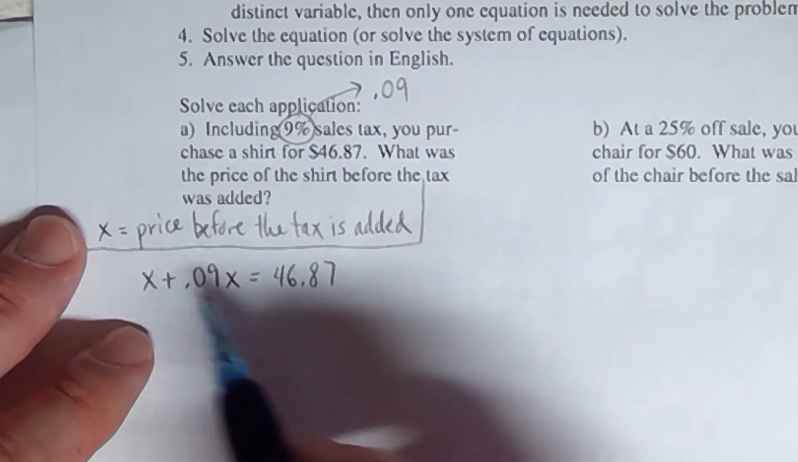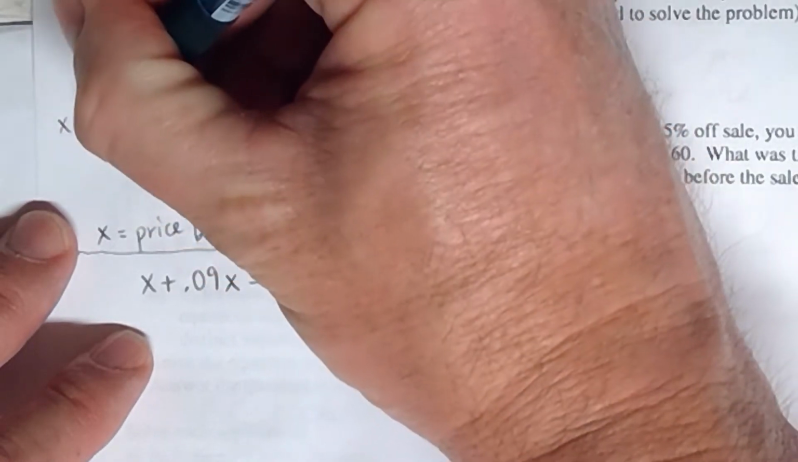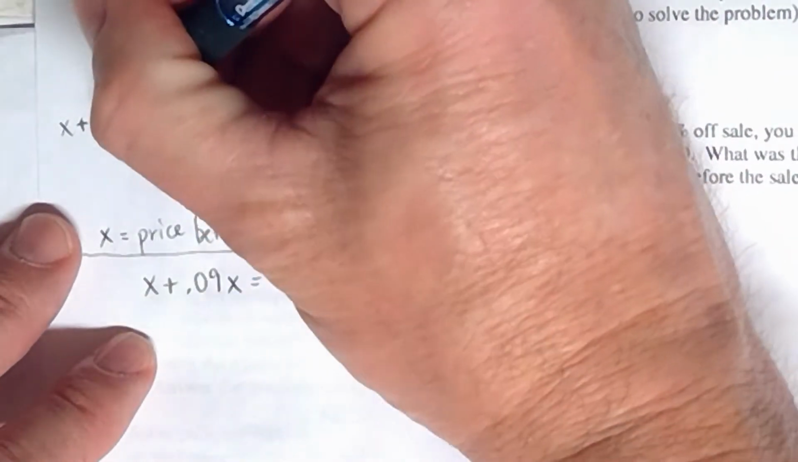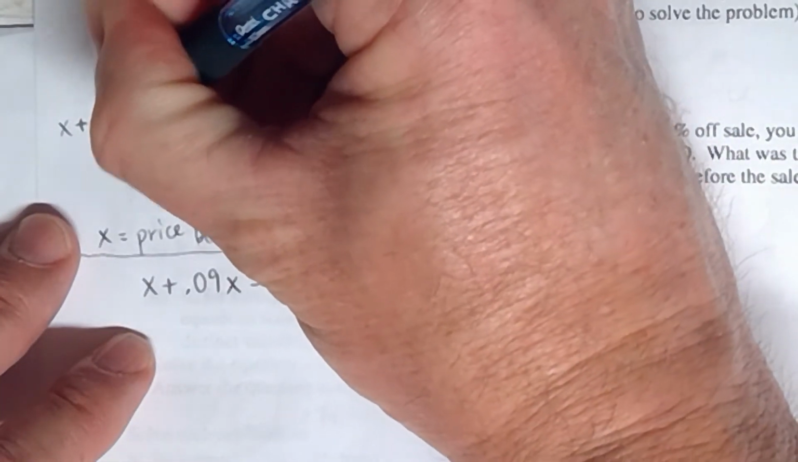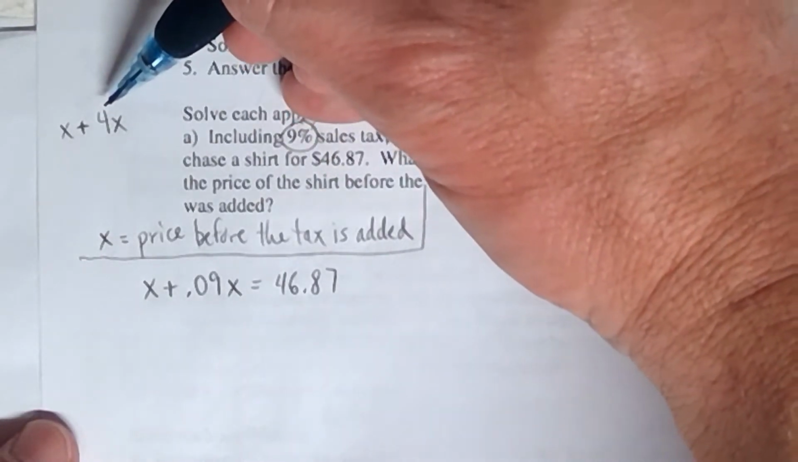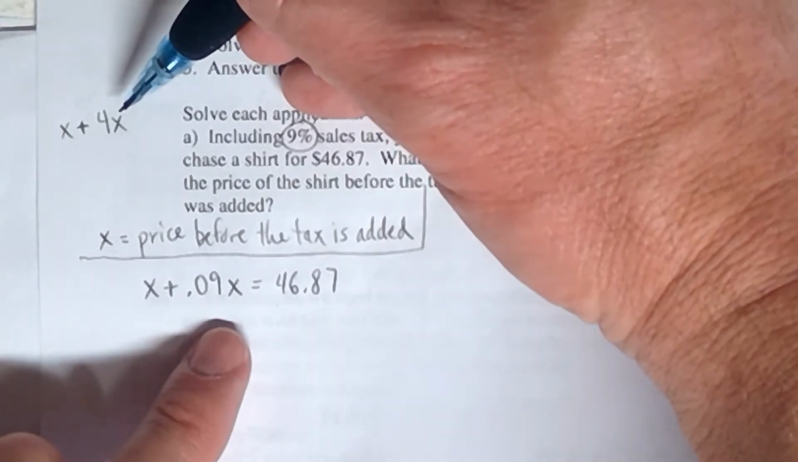Let me just give you an example of what I'm talking about. I know that decimal might be throwing some of you off because you're not used to it, and I totally understand that. But let's just pretend for a moment that instead of it being a decimal, it's just a normal number like 4. How would you combine like terms if this was the problem instead of this right here?